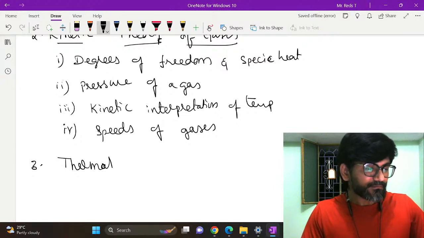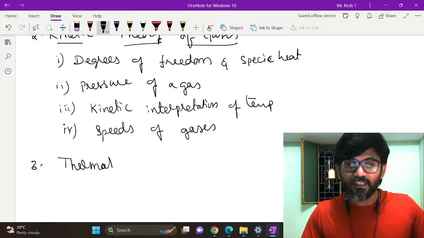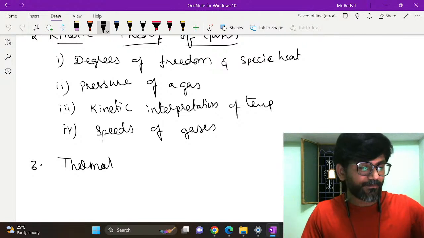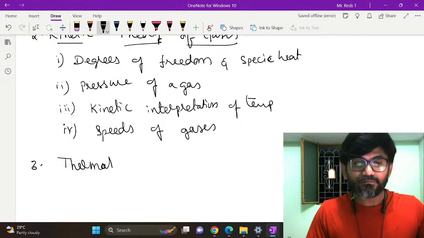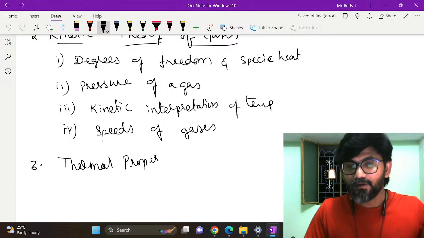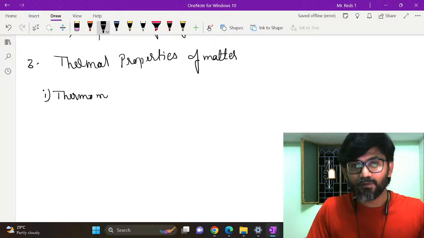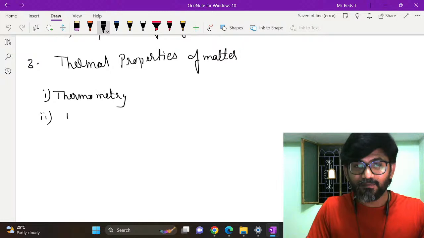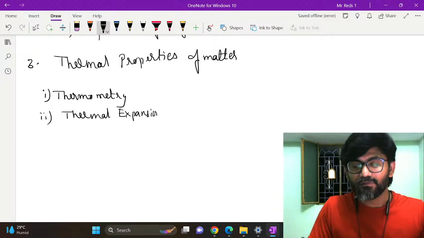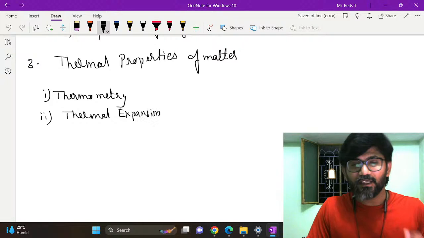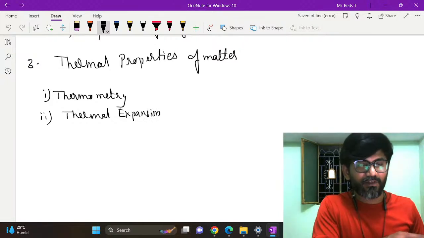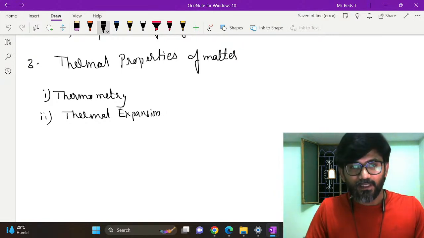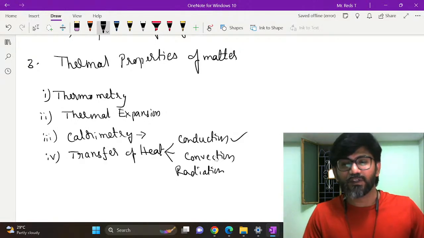Thermal properties of matter. And the second one is thermal expansion. Here again you can say thermal expansion of solids, liquids, expansion of gases, which we somewhat deal with in KTG. And the third one is calorimetry. The law of mixtures we also have to make use of here.